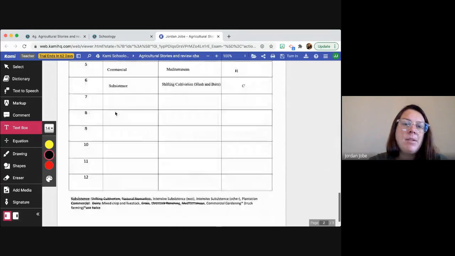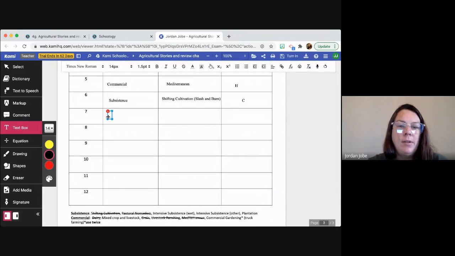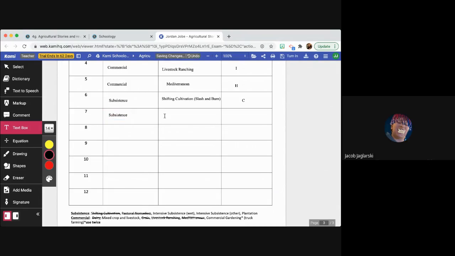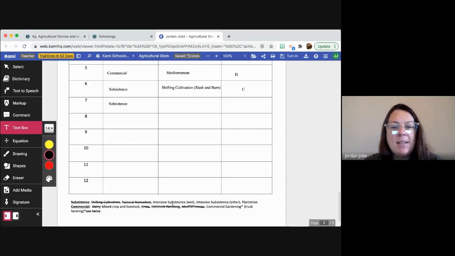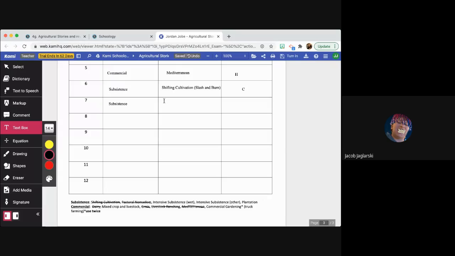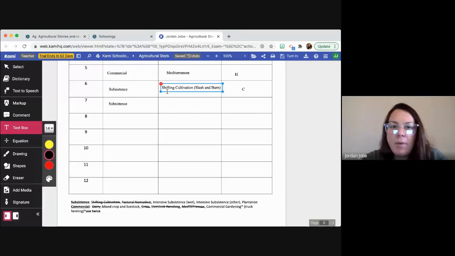Are we talking about subsistence or commercial? Subsistence, right? They're talking about manually planting stuff. So are we talking about intensive subsistence wet rice, intensive subsistence other, or plantation? Wet rice. Yeah, right. They're talking about rice farming.